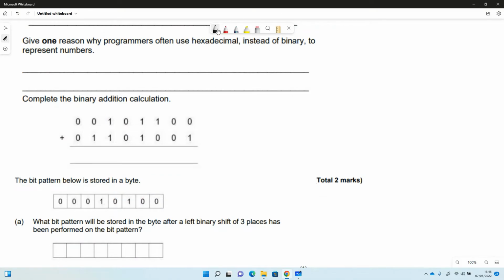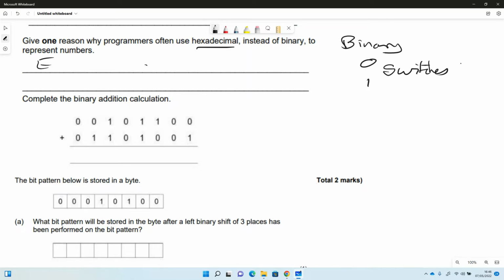So one reason that programmers often use hex. So why do programmers use hex? So remember, computers don't use hex. So computers only use binary. So binary 0 or 1 just represents the switches in the computer. So switches can be on or off. So we use binary for computers, but programmers sometimes use hex because we get a shorter representation on paper.